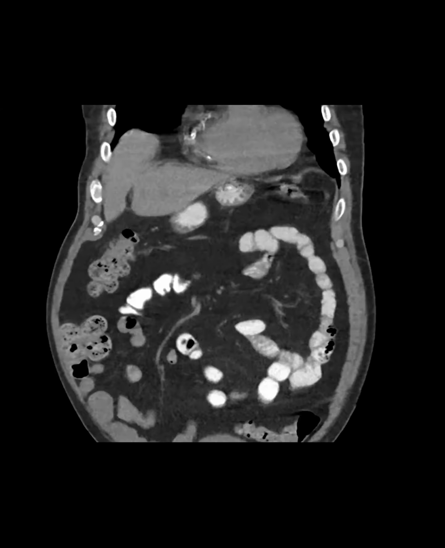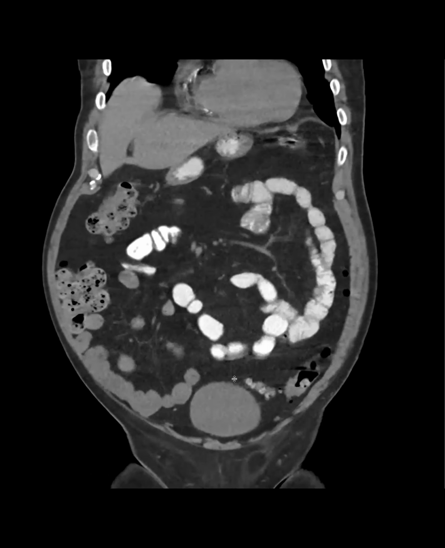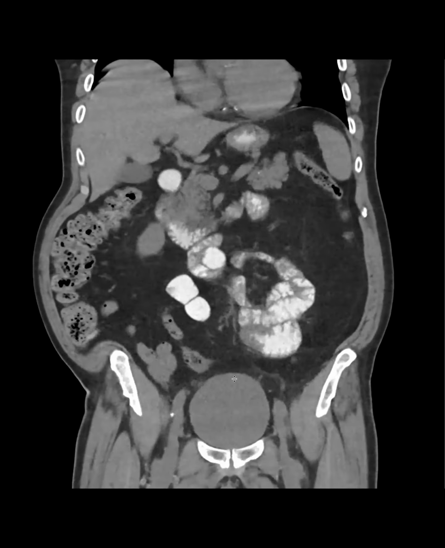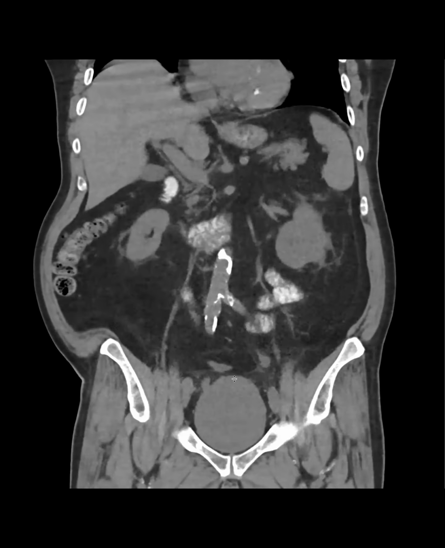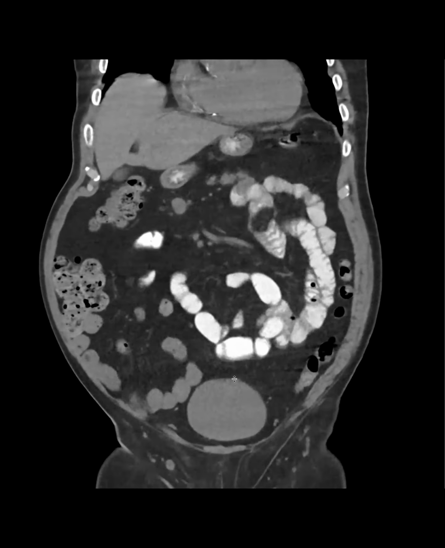Okay, Nelly. So this was a patient who came in with abdominal pain, and we don't have IV contrast because of the shortage. And so what do you think?